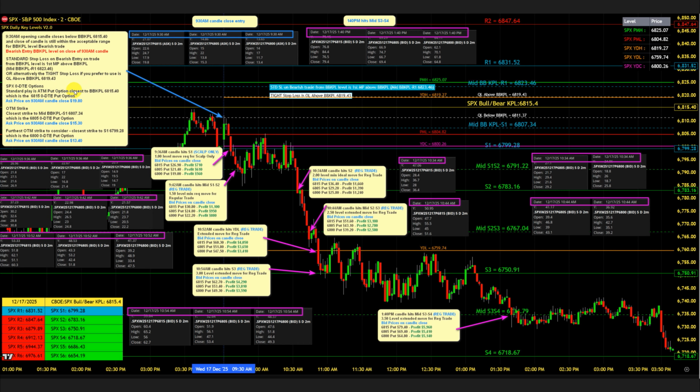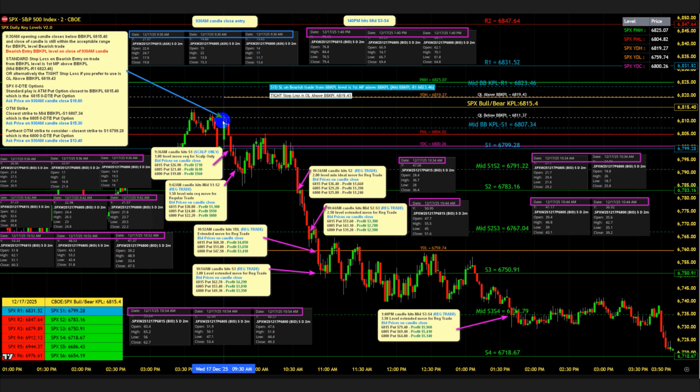There are 3 different option strikes that you can use on any bullish or bearish trade off of any of the main levels. In this particular case, the main level we're taking the trade off of is the SPX bull bear key price level. The standard play utilizing this strategy is going to be the option strike which is closest to the level that you're taking the trade off of. In this case, for this particular session, the bull bear KPL is 68.1540, so that is going to be the SPX 68.15 strike. And since this is a bearish play, we're utilizing the 68.15 put.